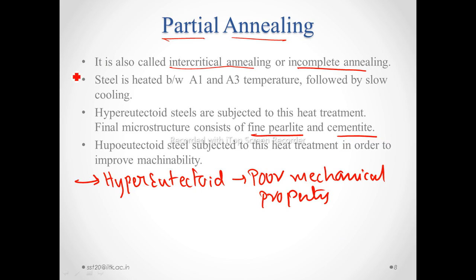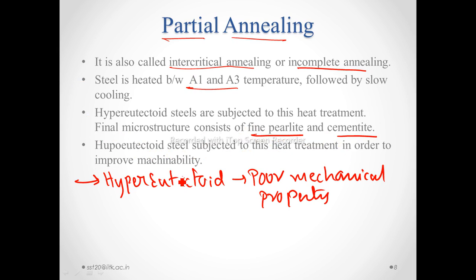Here, the heating temperature plays a very important role because we are heating just above the A1 line and below the A3 line. This will result in a uniform distribution of pearlite, alpha ferrite and cementite. And when we start the cooling uniformly, we will get fine pearlitic structures along with the cementite.